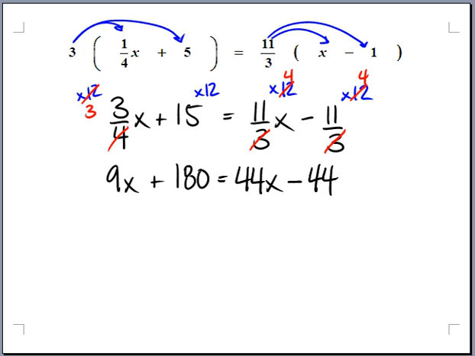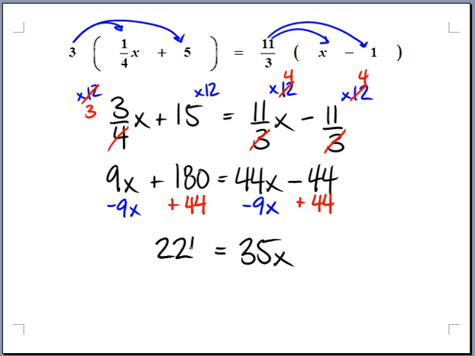And at this stage, we probably want to get all the x's on one side. And I'd like them to be positive, so I'm going to subtract 9x from both sides. And then just to save space and make sure I can fit this on the page, if I'm getting all my x's on the right-hand side, I probably want to add this 44 to the other side, just to shuffle that around. So 44x minus 9x is going to be 35x. And 180 plus 44, 224.